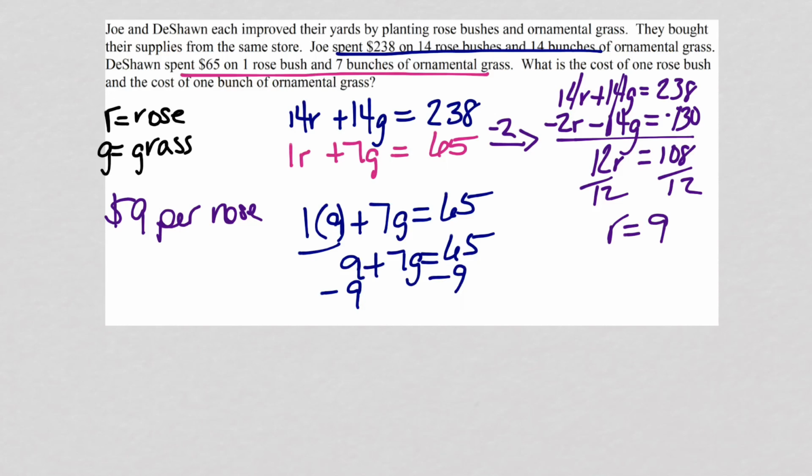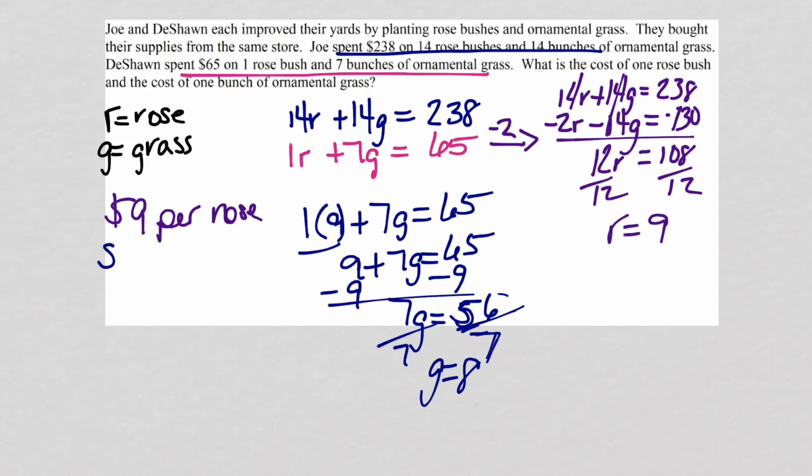Subtract the 9 from both sides, and you get 7G equals 56. Divide by 7, divide by 7, and G equals... 65 minus 9, totally not 54, it's 56. Divided by 7 means the answer is 8. So you're going to pay $8 per grass.